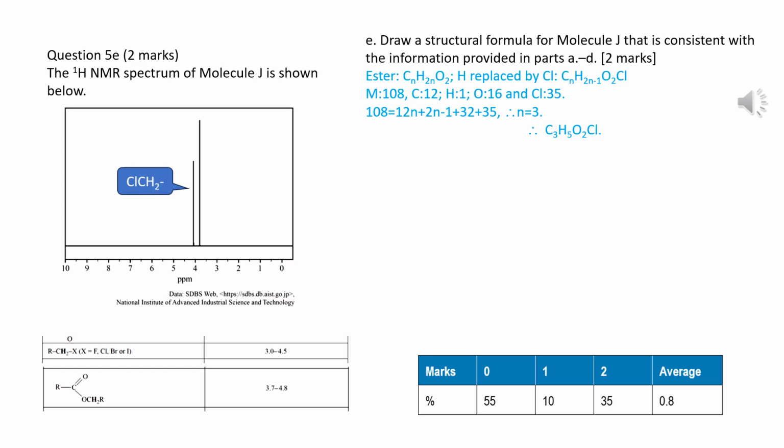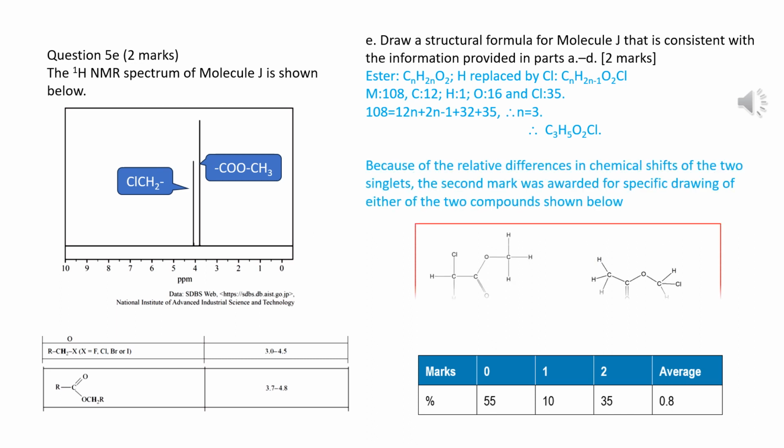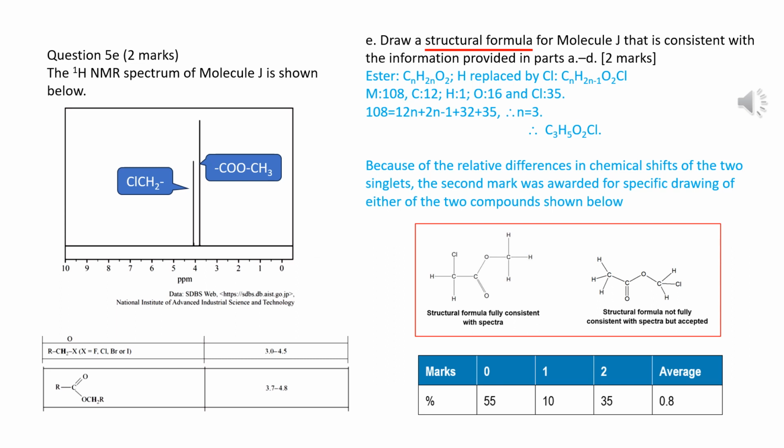The peak at 4.1 parts per million represents 2 hydrogens linked to carbon-chlorine, and the peak at 3.8 parts per million represents 3 hydrogens in methyl that is linked to the ester group. So, this compound is methyl 2-chloroacetate. Please draw all bonds because the structural formula is asked.